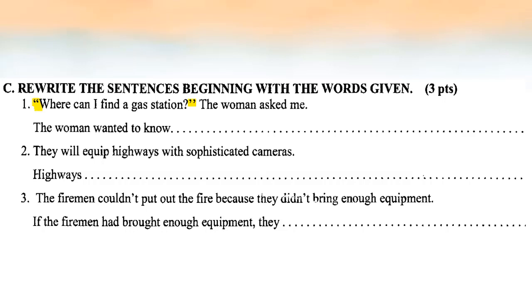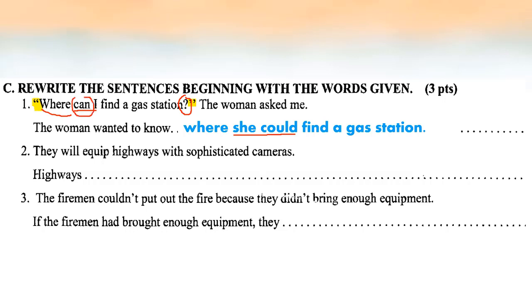Students should take a look at the form. Is it a statement, a question, or an imperative? It's a question. What type of question? Yes/no question or WH question? It's a WH question. Great. As you know, we use where for a place. It's the same, plus subject, she, the normal word order: she could find a gas station. So the change here is that can, as a modal verb, became could.